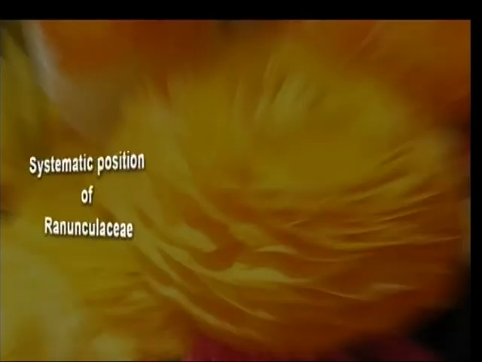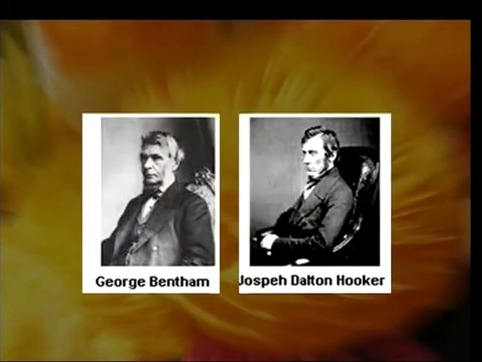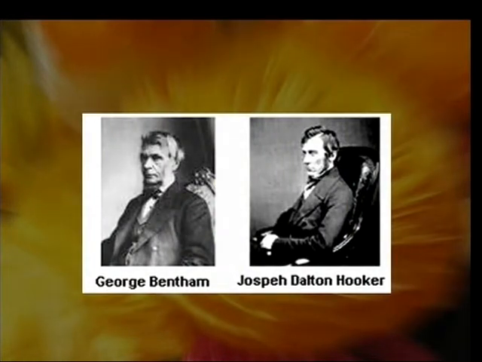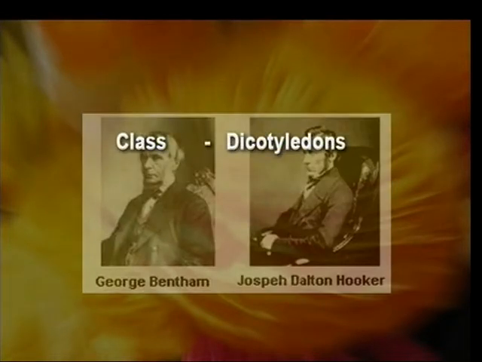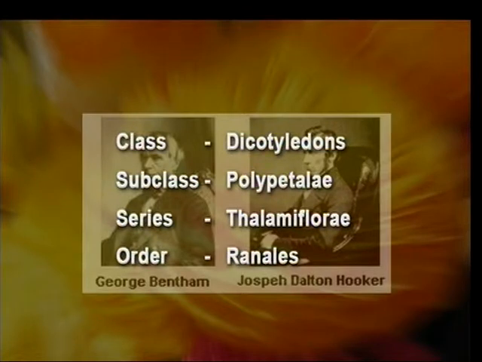Now, after discussing the taxonomy, let us come to the second portion of the lecture, that is the systematic position of Ranunculaceae. Various authors and taxonomists have classified Ranunculaceae under different schemes of classification. Let us have a discussion on a few of these classification systems. First, starting with Bentham and Hooker, the two British botanists, they classified Ranunculaceae under the class Dicotyledons, subclass Polypetalae, series Thalamiflorae, and the order Ranales.